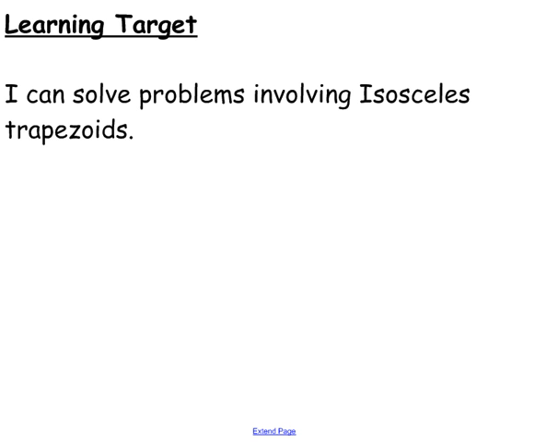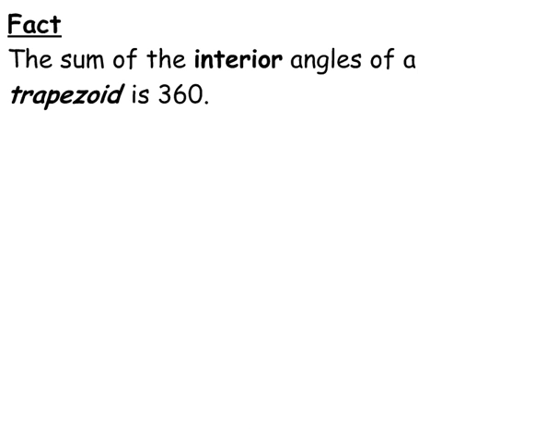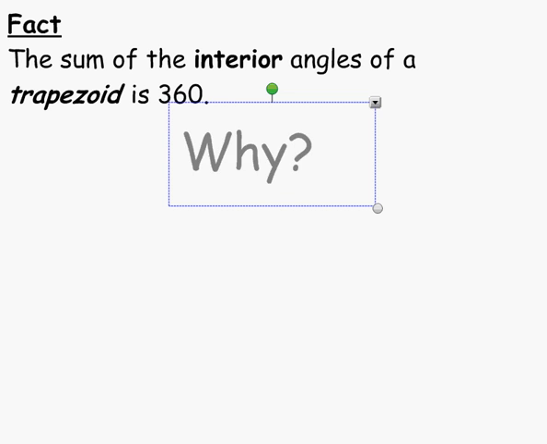Mr. Estrada here, and there is our learning target. Today I want to talk to you about isosceles trapezoids. So let's begin with a fact. The sum of the interior angles of a trapezoid is 360. And I want you to think about why that is.